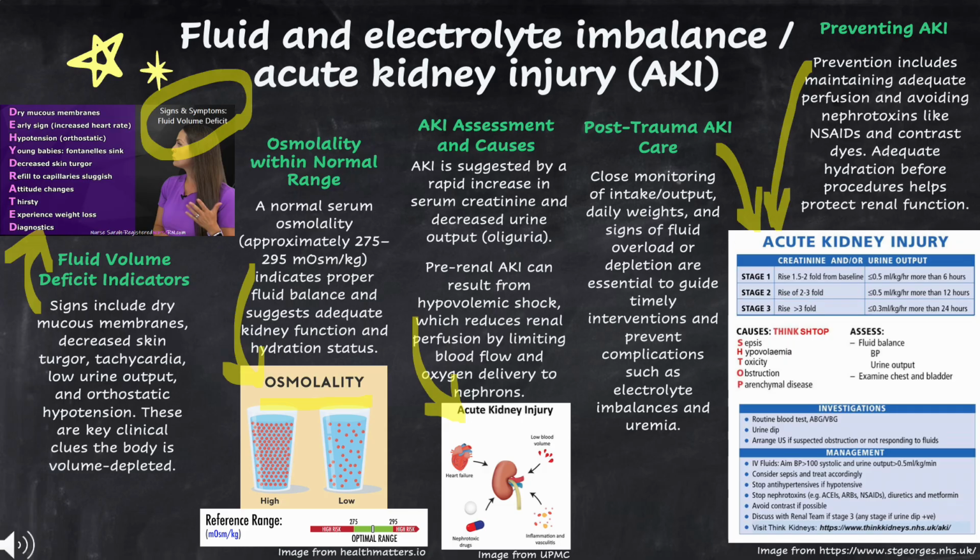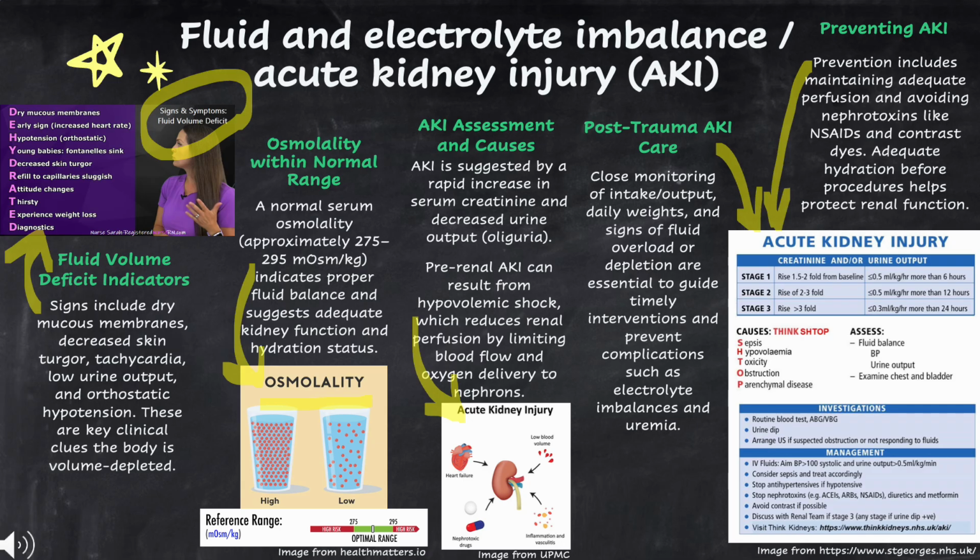In the context of kidney function, an acute decrease in urine output, oliguria, coupled with a rising serum creatinine suggests an acute kidney injury, AKI, is occurring. AKI can have pre-renal causes, meaning it's due to inadequate blood perfusion to the kidneys. For example, severe hypovolemic shock from trauma or hemorrhage can drastically reduce renal perfusion, leading to ischemia of nephrons and an abrupt loss of kidney function. This is why maintaining adequate blood pressure and circulation is vital in critically ill or injured patients.